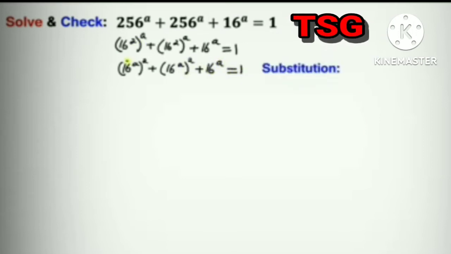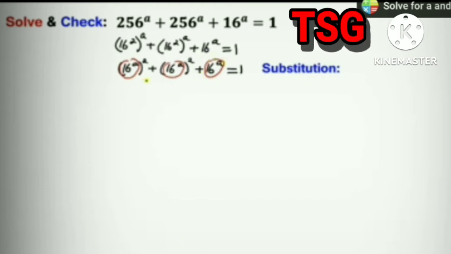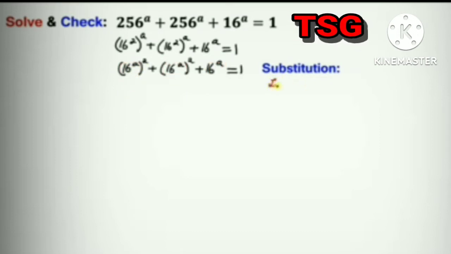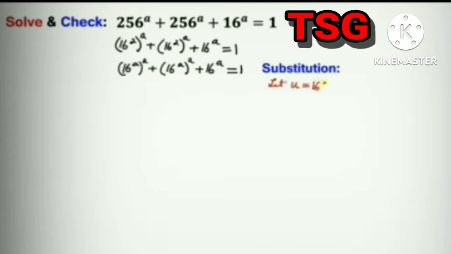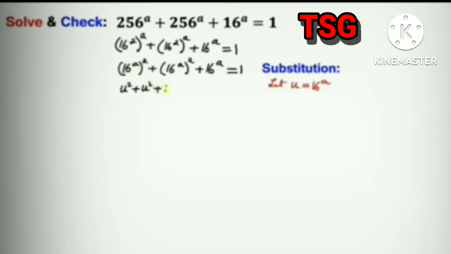And now we can see that 16^a, 16^a and 16^a are identical. So we can do the substitution. Let me go ahead and call this 16^a equals u. So therefore we're going to suppose that u equals 16^a. Then this equation is going to become u squared plus u squared plus u equals 1.